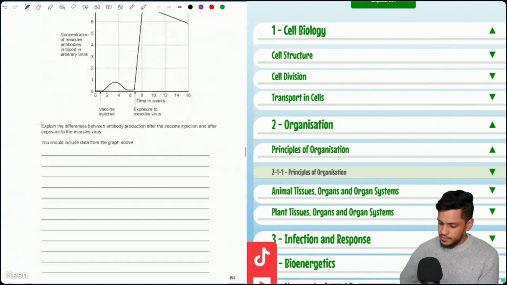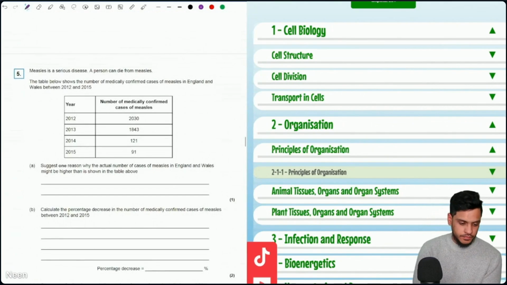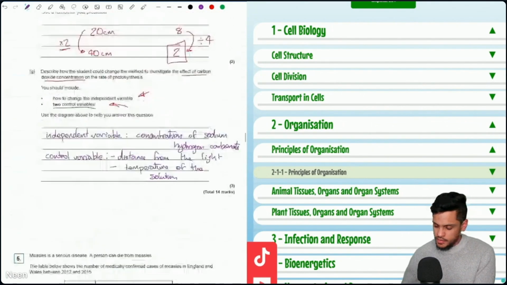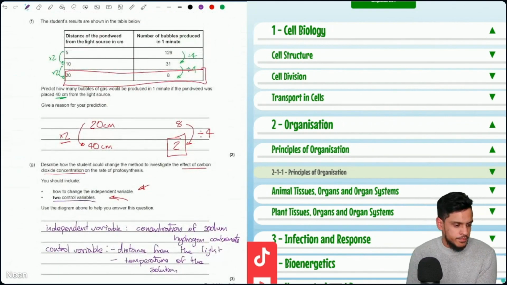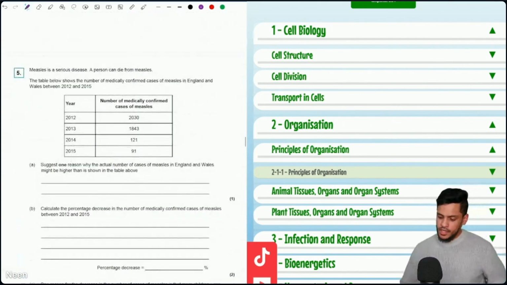Okay, I think we're on the last question. We're nearly done here. Power of light. Yeah, you can say light intensity. That'll get you the mark as well, because that's the same as distance from the light. You're basically changing the light intensity. That's fine. Okay, next one.